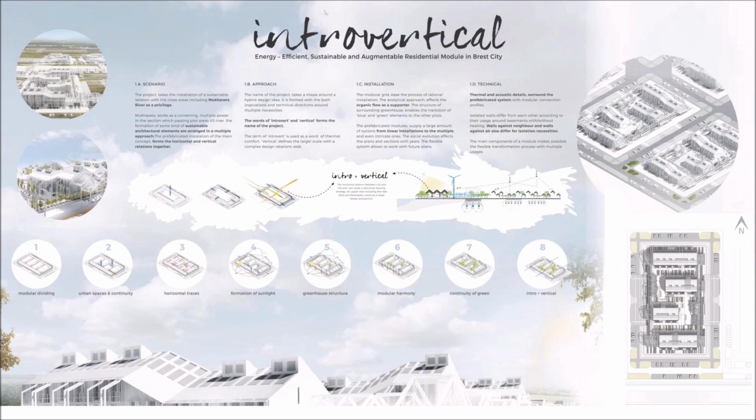Let's remember how we started to examine the space to explain the idea, thanks to the steps of modular dividing, urban spaces and continuity, horizontal traces, formation of sunlight, greenhouse structure, continuity of green, introvertical concept. The general framework of the project was drawn. It is very important to leave enough spaces on the right and left of the sheet, to use the right fonts, and to stick to a certain color palette.